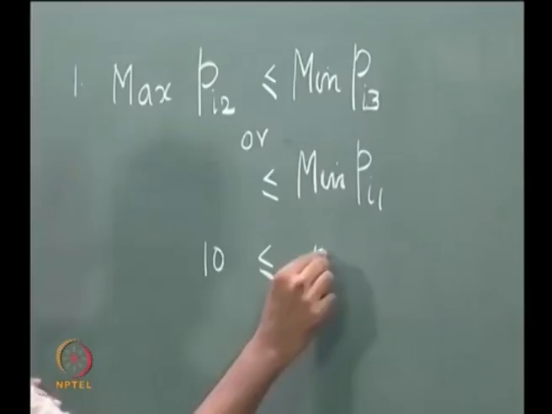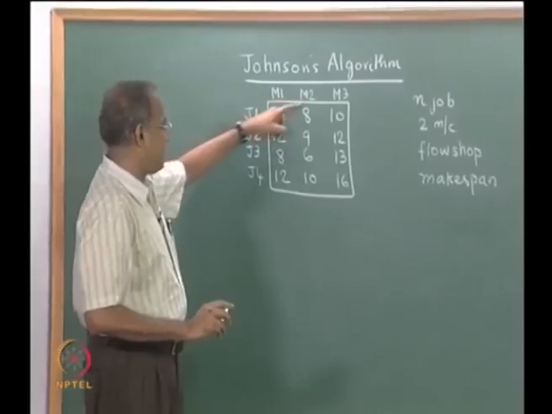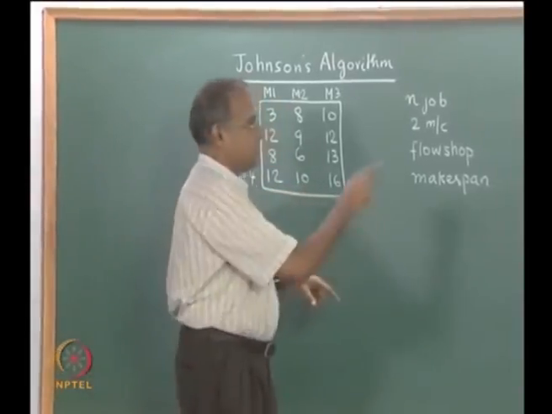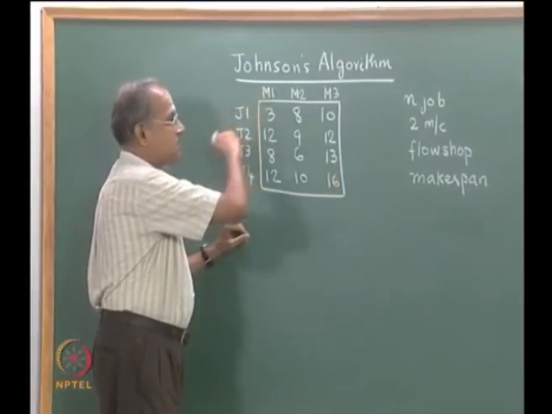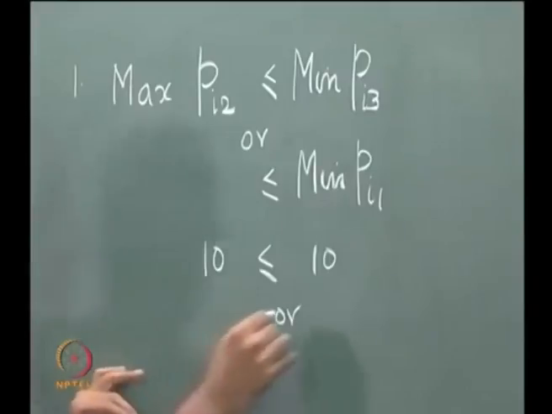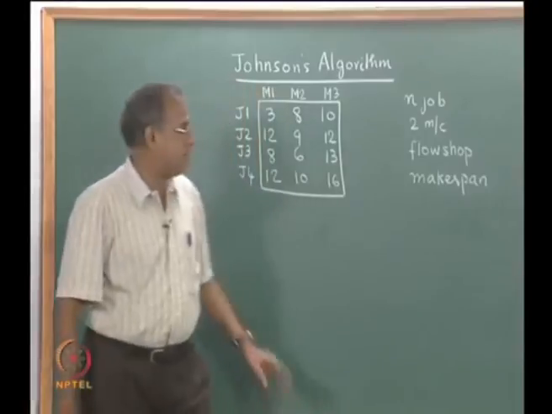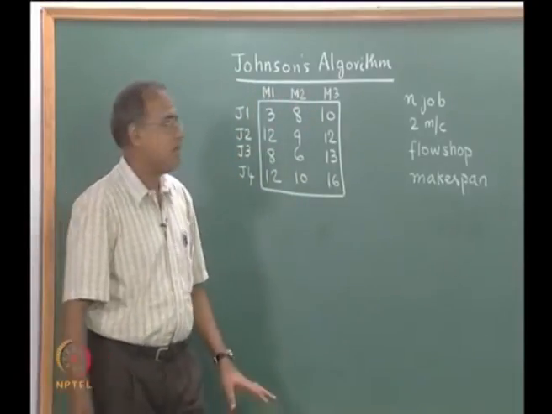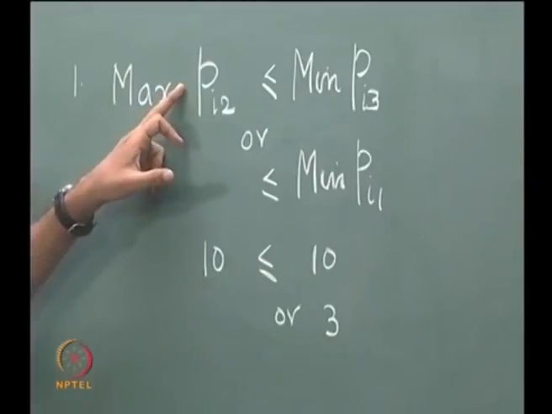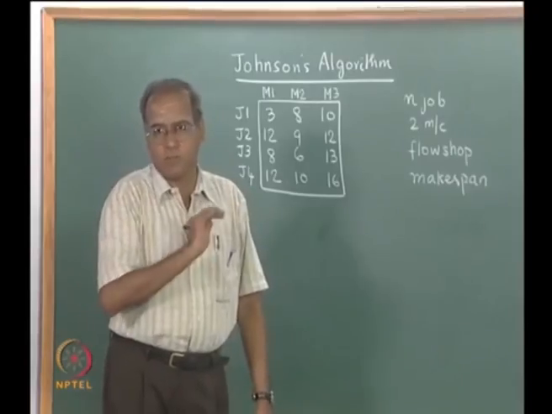So 10, or the largest on machine 2, which is 10, should be less than or equal to the smallest on machine 1, which is 3. Now out of the 2 inequalities, we observe that for this particular problem, the first one is satisfied, the second one is not satisfied, but it is also enough if one of them is satisfied. Therefore the Johnson condition holds for this problem.